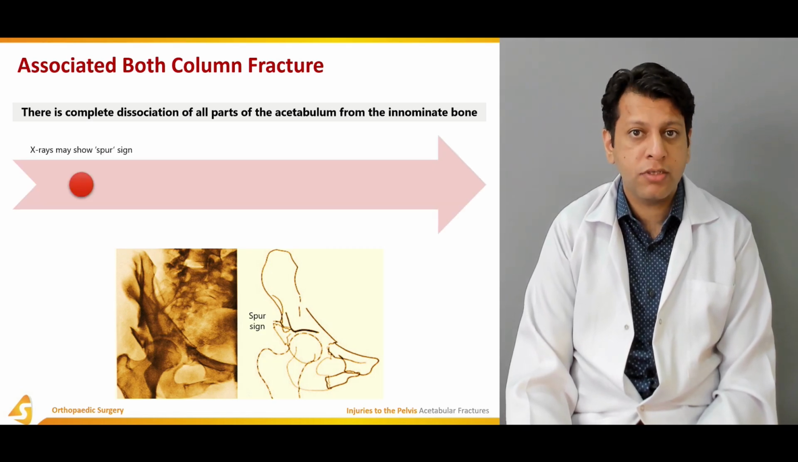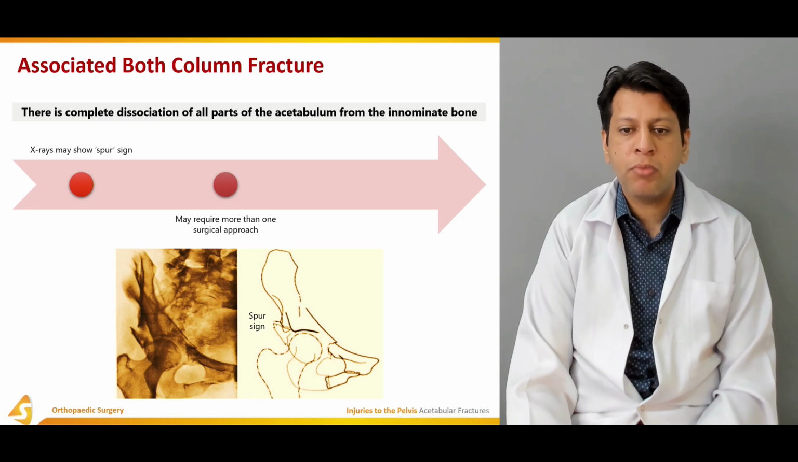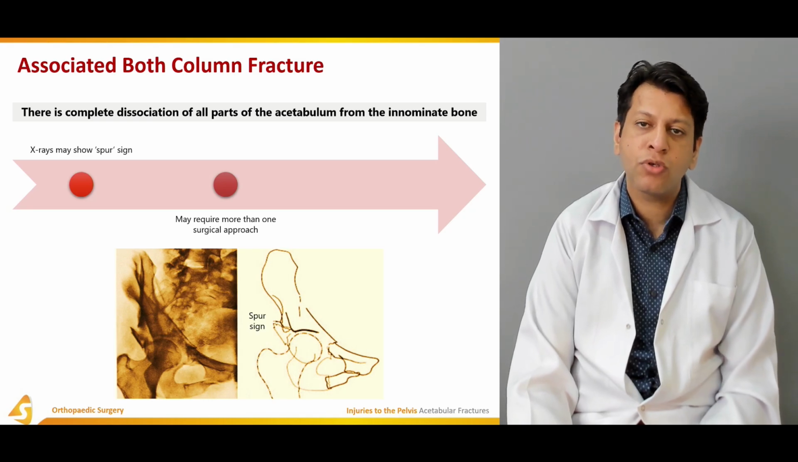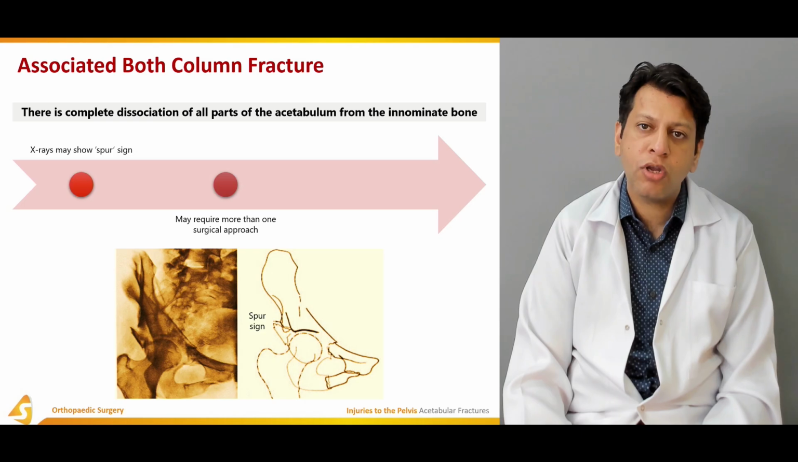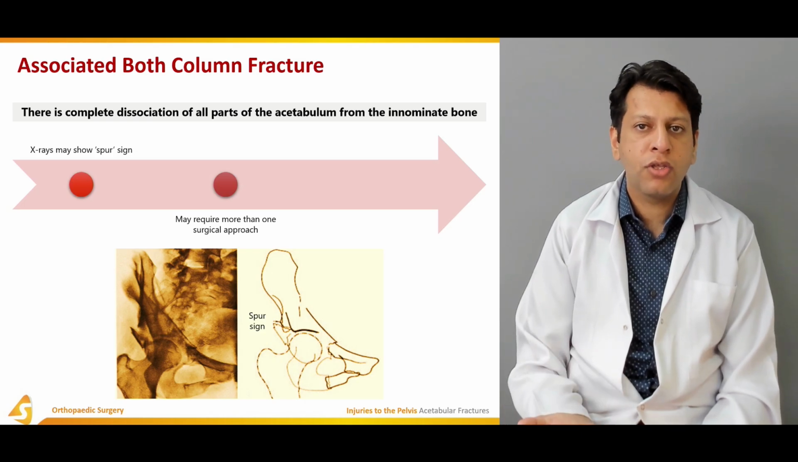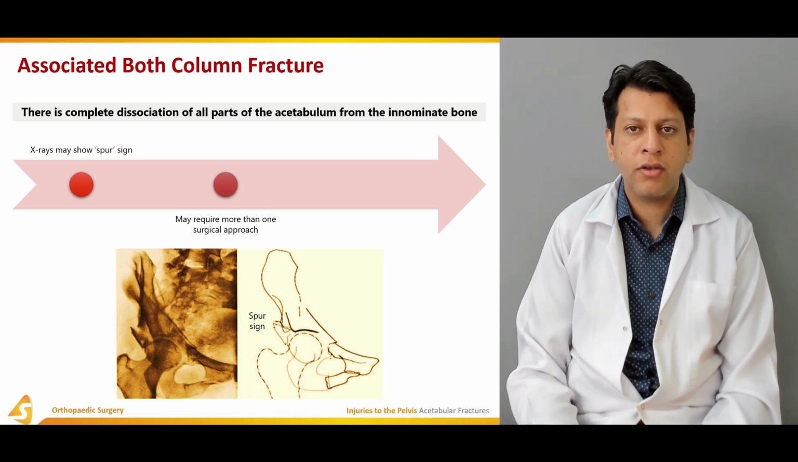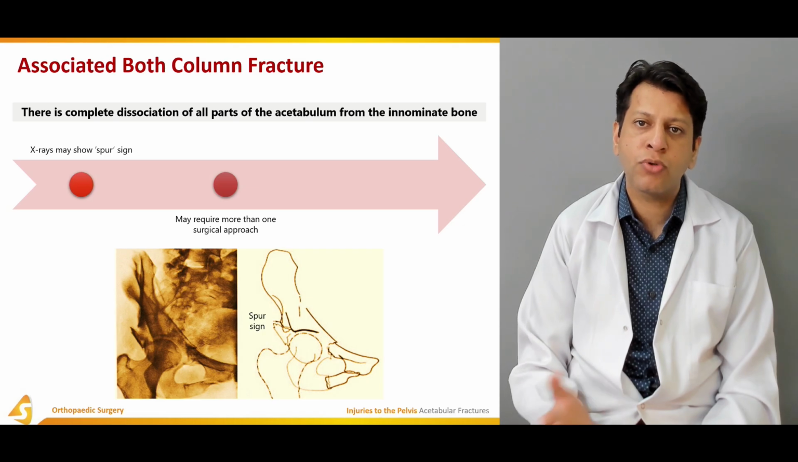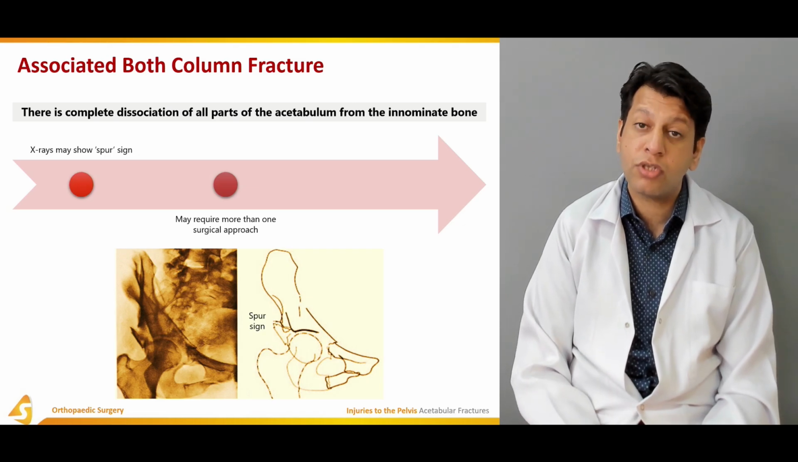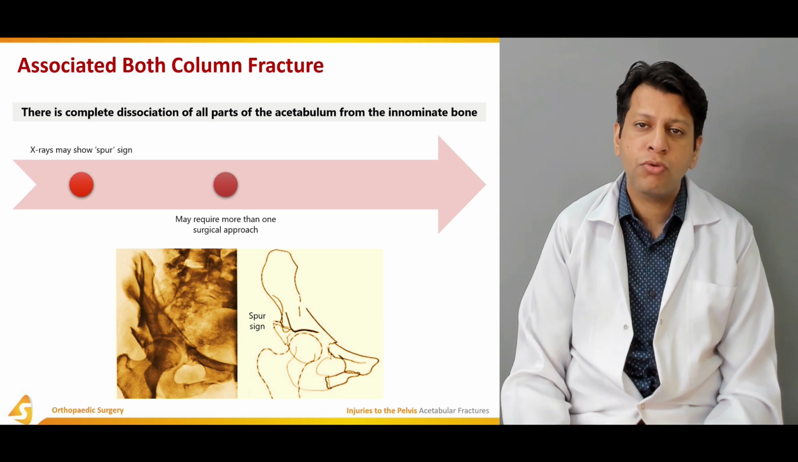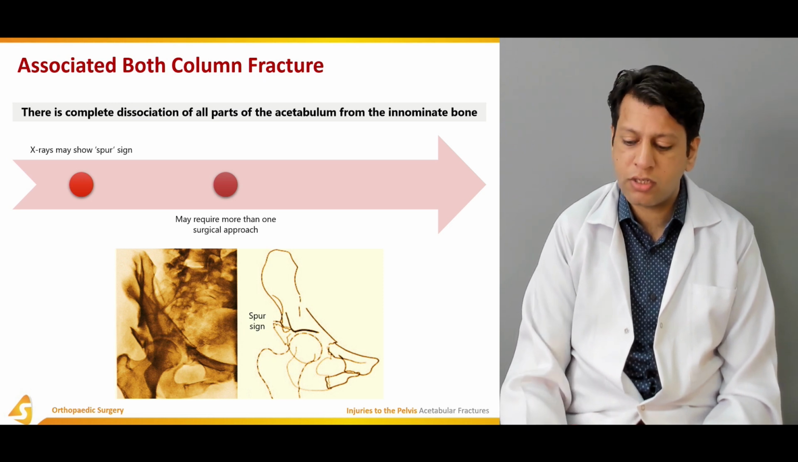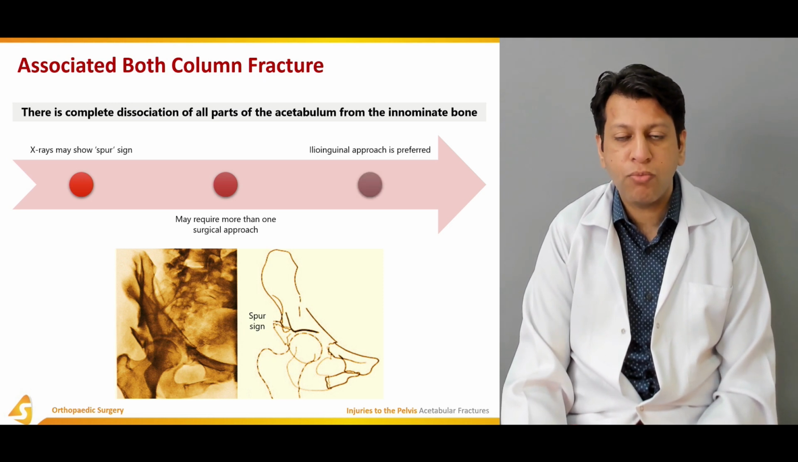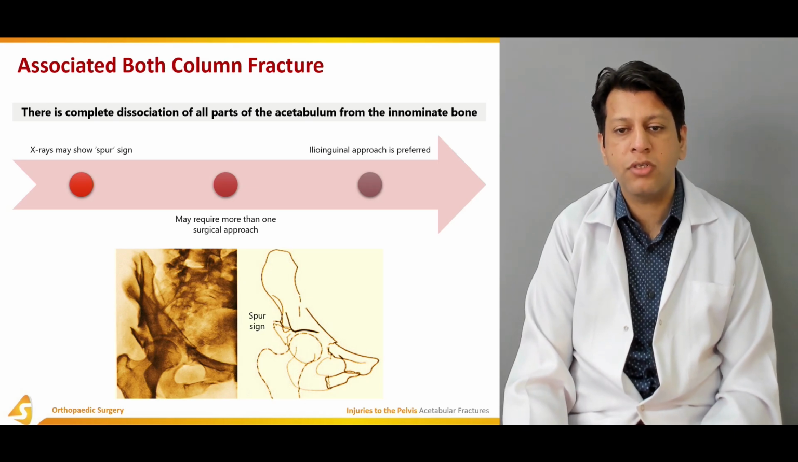The X-ray may show a spur sign, as I just told you, and may require more than one surgical approach. Now when both columns are involved, one option is that you can go for anterior column fixation by the ilioinguinal approach and posterior column fixation via the Kocher-Langenbeck approach, or you can use an extended iliofemoral approach to address both columns. Whatever it is, it depends upon the surgeon's preference.